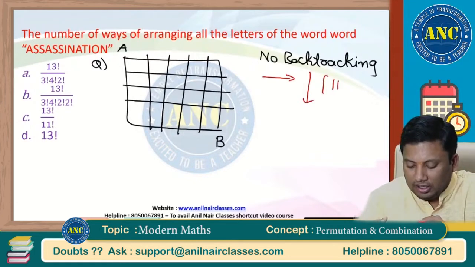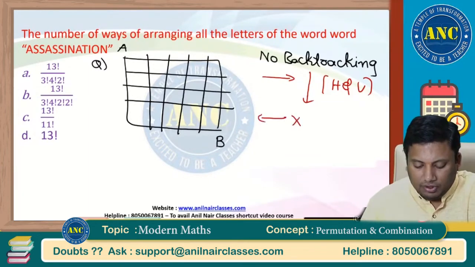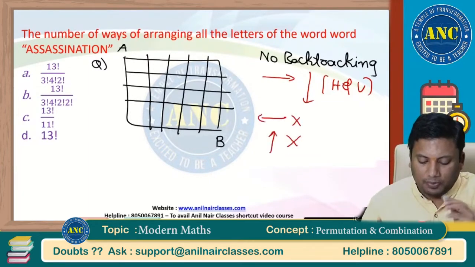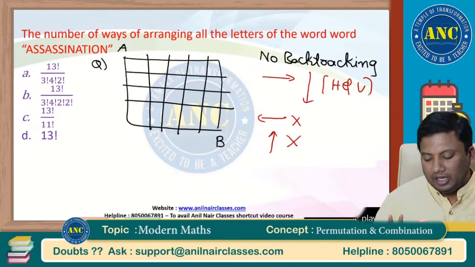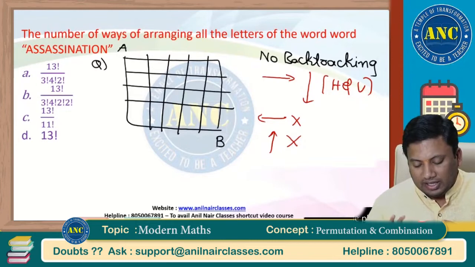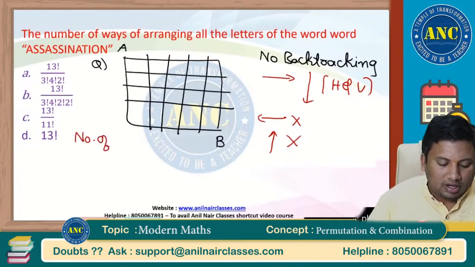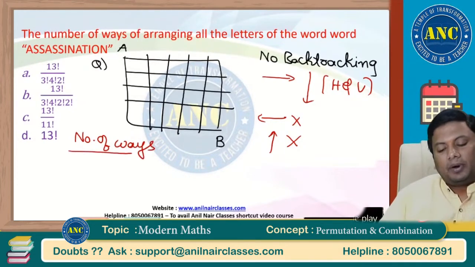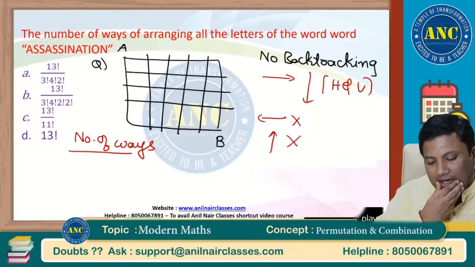Only horizontal and vertical movement is possible. Only horizontal, this is not possible. Up is also not possible. Right to left is not possible. Bottom to top is not possible. So the answer is: in total, how many ways exist by using these conditions for a person to travel from A to B?